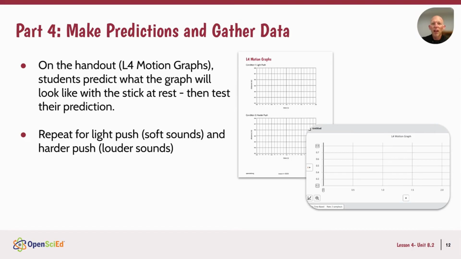Then go ahead and test it, run the software for 2 seconds. Have students record the line that's actually produced from the test with a solid line on their graph. And then you're going to repeat that same process for both a light push representing a soft sound and a harder push representing a loud sound. Have students make predictions, actually run the motion detector software, and then have them record the actual results.